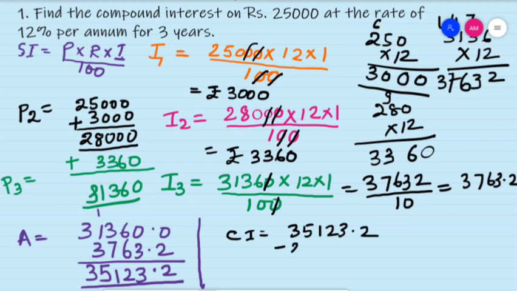So compound interest will be equal to the final amount, 35,123.2, minus 25,000. If you subtract, you get 10,123.2. So this is the amount which he will get as compound interest, that is 10,123.2. So children, this is how a person can earn more money than simple interest.